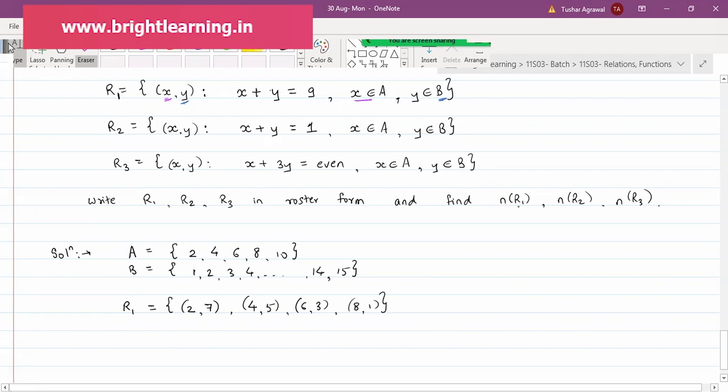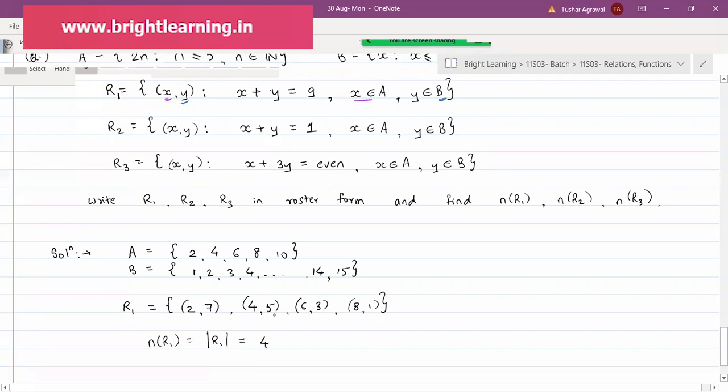So what does N of R1 stand for? N of R1 stands for cardinality, the number of elements. Don't read it as mod of R1, read it as cardinality of R1. Cardinality of R1 is equal to the number of elements, and this number of elements is equal to 4. Each complete pair is a single element. Okay.